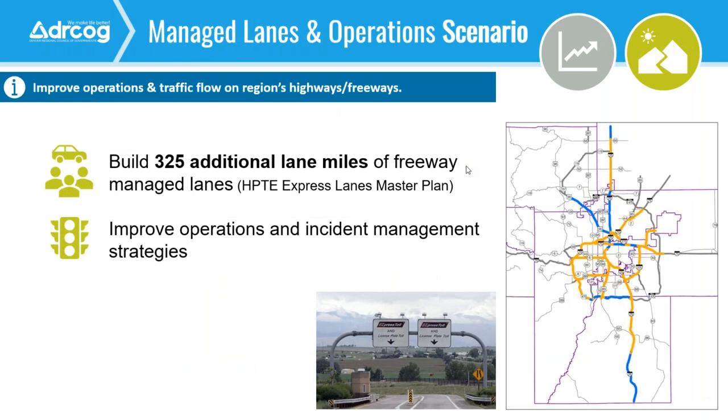Next slide. All right, the second scenario we're looking at here is managed lanes and operations. So this is essentially building out the entire HPTE Express Lanes master plan. This is a massive amount of infrastructure, 325 additional lane miles. All of these have direct connects, so if you're changing freeways, you can switch from one freeway to the other, staying in that HOT lane. And then other assumptions about improved operations and incident management, assuming fewer crashes and better roadside assistance, things like that, would increase the capacity on all freeways relative to today.